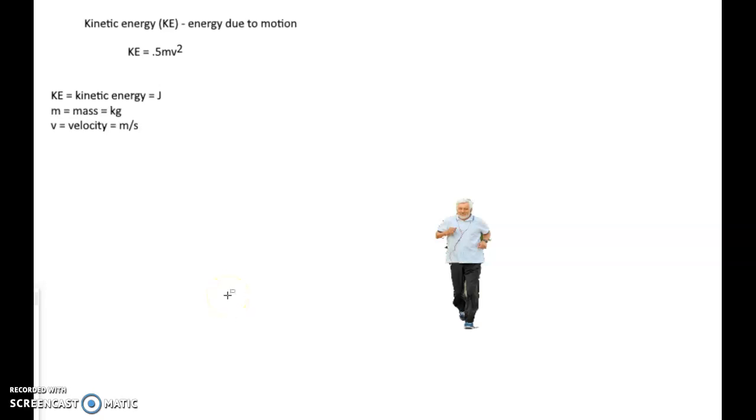All right, let's go over one of our first equations for energy, and that is the equation for kinetic energy. So I want to remind you that kinetic energy, abbreviated as KE, is the energy due to motion. So if you are moving, you're going to have some kinetic energy. If you've ever been hit by something that was moving, you feel that kinetic energy when it hits you, and it can hurt pretty bad.